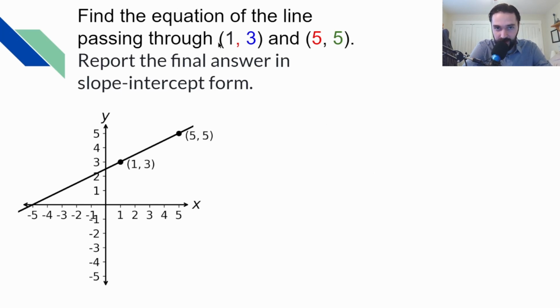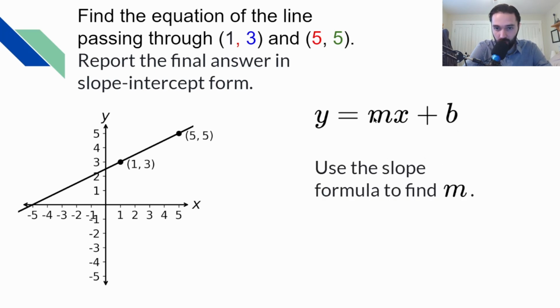Here we're asked to find the equation of the line passing through 1, 3 and 5, 5. Report the final answer in slope-intercept form. So here we have 2 points on the line, but we don't know the slope yet. So what we need to do is use the slope formula to find m, because we're looking for m and b. The slope formula is given right here. It's the change in y over the change in x.